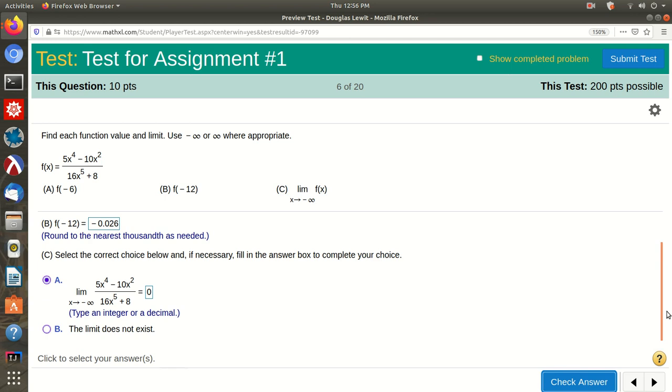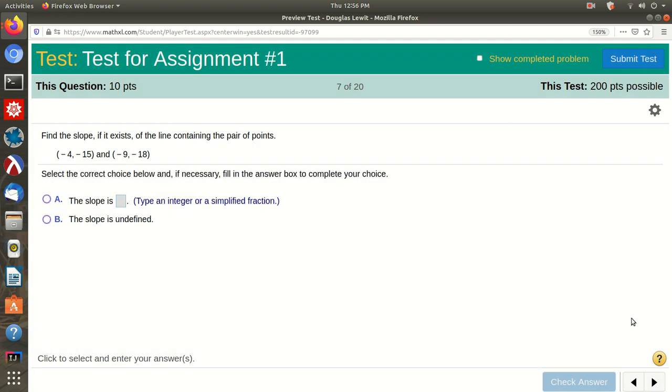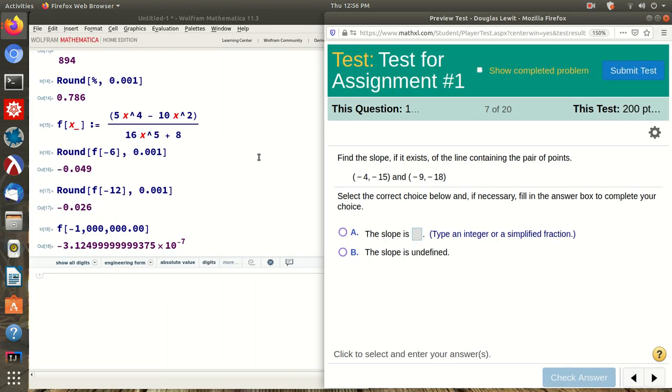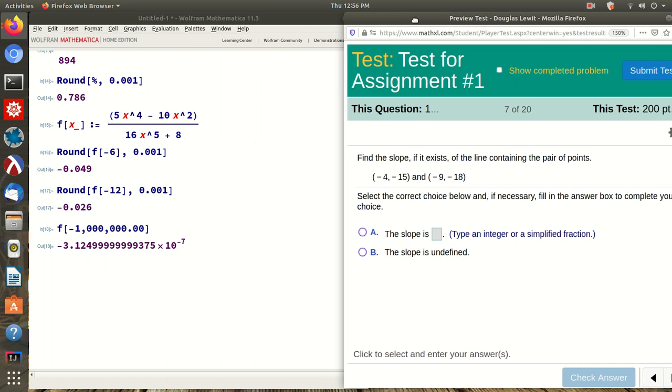Okay, let's move on to question number 7. Find the slope, if it exists, of the line containing the pair of points. Very easy. Everyone should know how to do this.